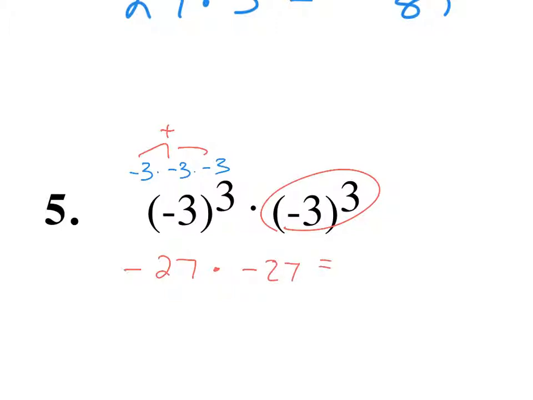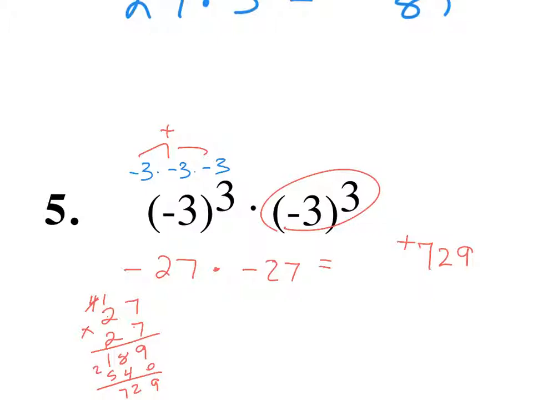A negative times a negative is a positive, and when you multiply 27 by 27, 7 times 7 is 49, carry the 4. 7 and 2 is 14, plus 4 is 18. 2 times 7 is 14, carry the 1. 2 and 2 is 4, and 1 is 5. That's going to give you 9, 12, 1 plus 1 is 2, and 5 is 729. So it's positive 729.